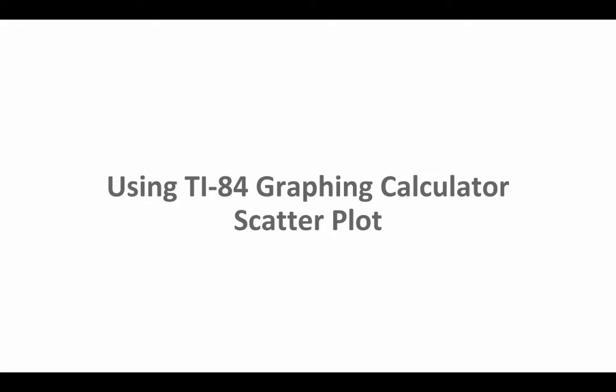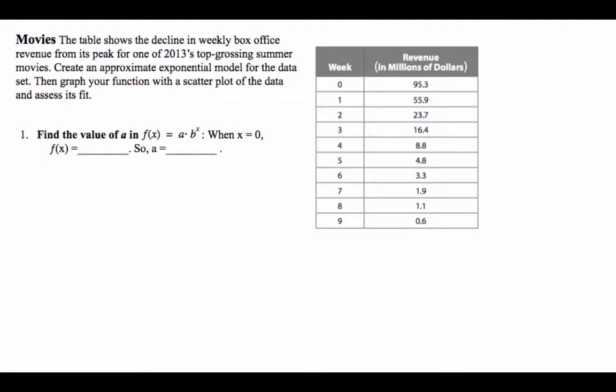In this video, I'll be showing you how to make a scatter plot using the TI-84 graphing calculator. We've done this particular example in class, where this is the number of weeks followed by the box office revenue. The initial week, the movie did $95.3 million. The week after that is $55.9 million, and so on, all the way to 9 weeks after the opening, when it did $0.6 million.